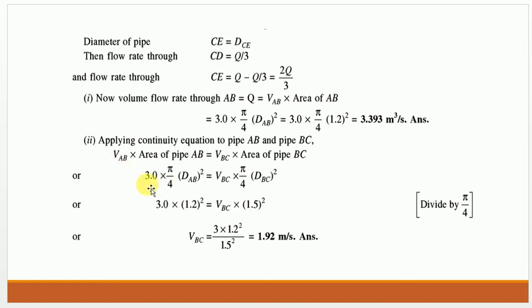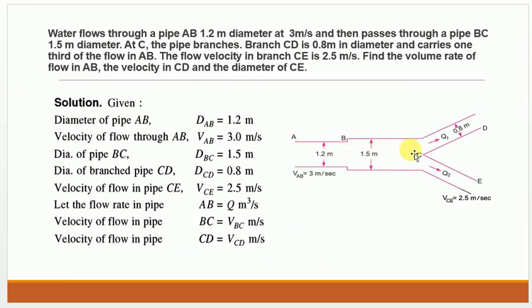Velocity of pipe AB, we know, is 3 meter per second. Area of pipe AB is pi by 4 d square, which is equal to velocity of BC into pi by 4 dBC square. So from this, we already know the value, which is equal to 3.39 meter cube per second, which is equal to VBC into 1.5 the whole square. So simplifying this, we will get 1.92 meter per second, which is the velocity of fluid that flows in this pipe BC.